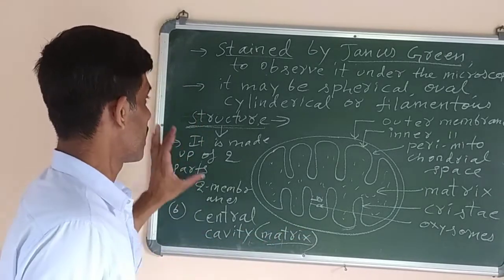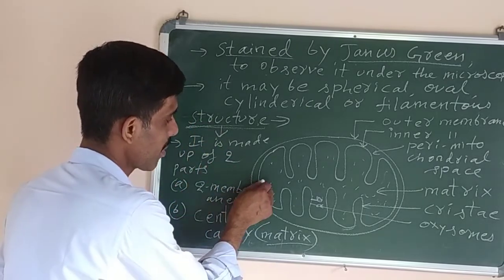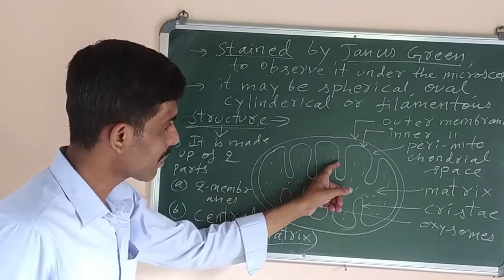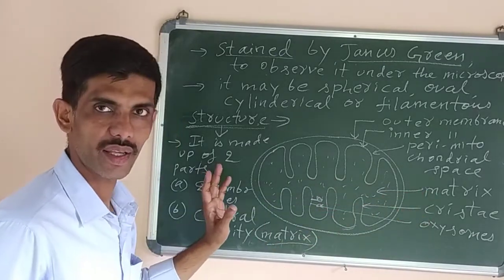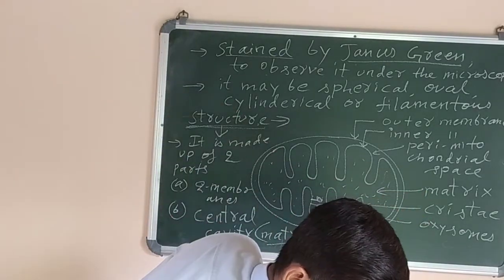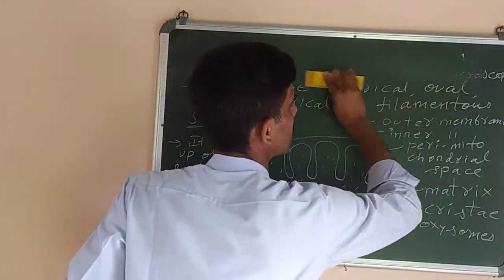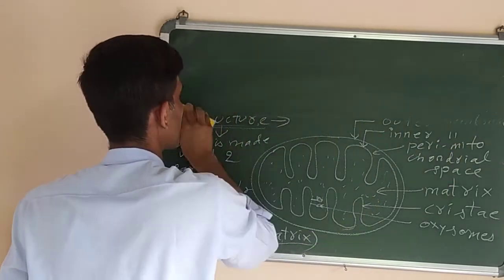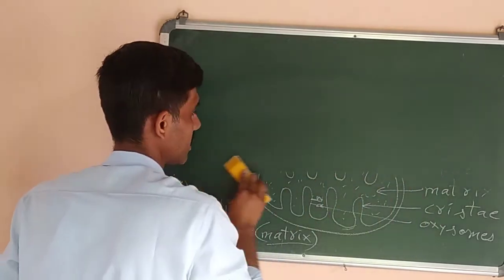So this is the structure: mitochondria is made up of two parts. There is the double membrane, outer and inner membrane, and the inner part, this one, is all known as matrix or the central cavity. Okay, I hope you have understood up to here. Now next, we'll continue with the structure part only, all the parts.